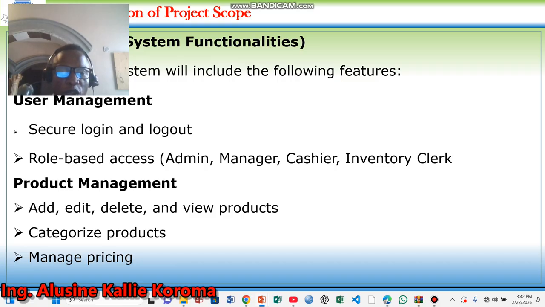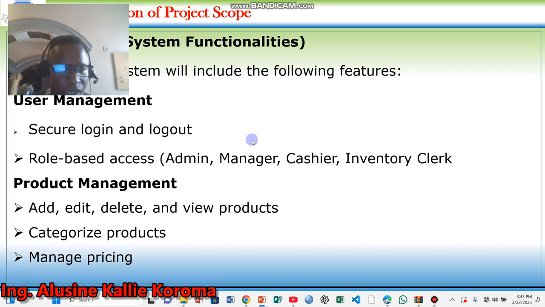One, user management. The authentication ensures that you log into the system first before you get into the system. You have to log in, and only those who are given access will be able to enter the system. Also the role-based access, that is the admin, the manager, the cashier, the event clerk.